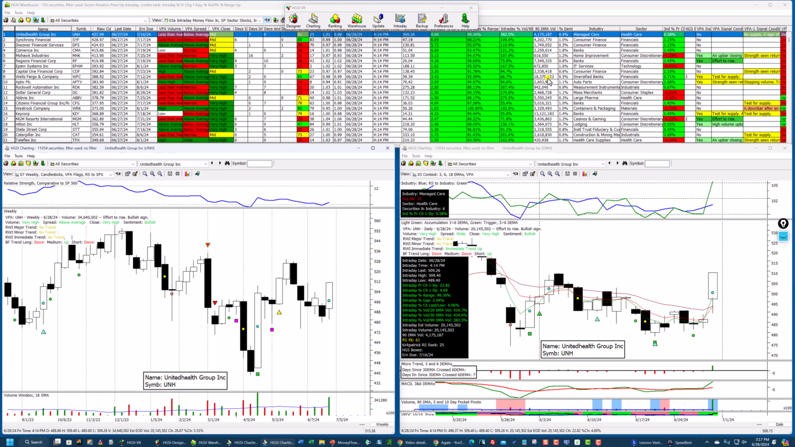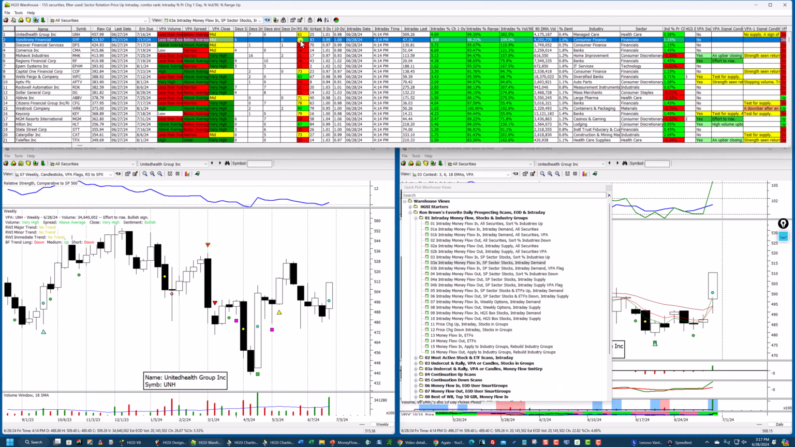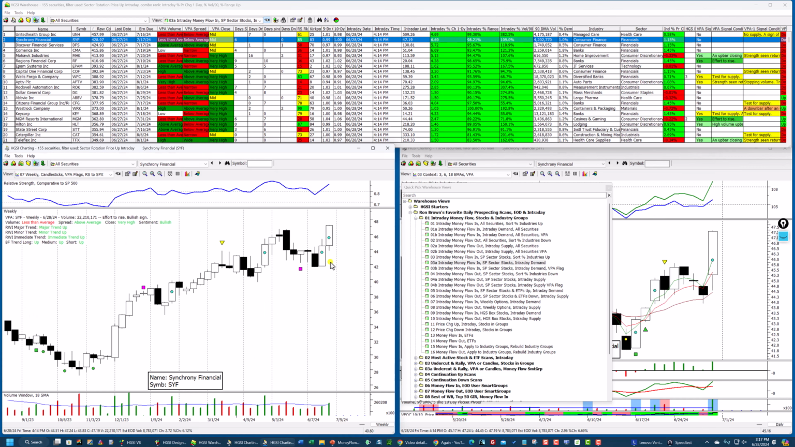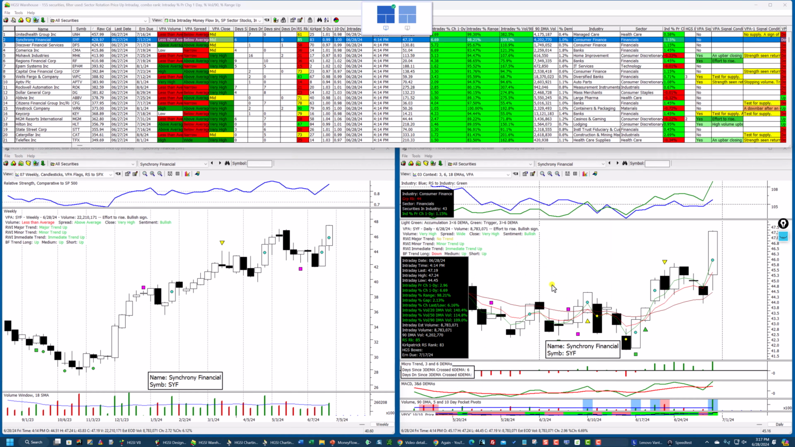So how do we find stocks that have decent charts without spending a bunch of time? Well, one of the best ways to do it is to just look at the relative strength ranks. And that's usually a pretty good indication that they're in an uptrend. So let's see if that's true. Yes, it is true. And here's Synchrony. You can see what a much better looking chart this is on the weekly than United Healthcare. There's no comparison.